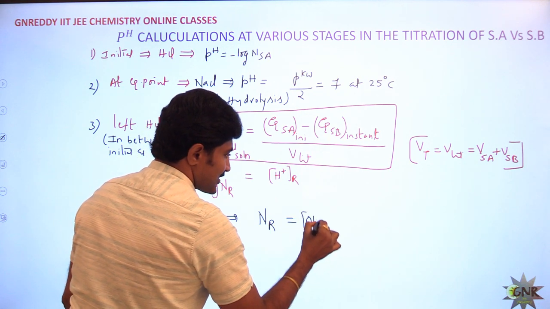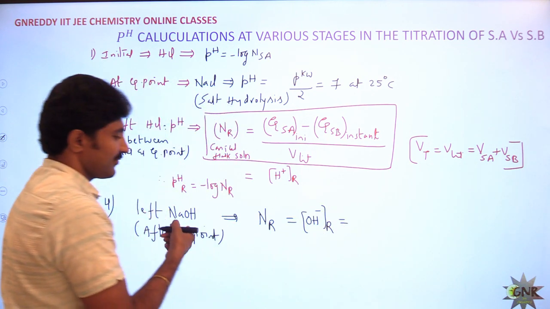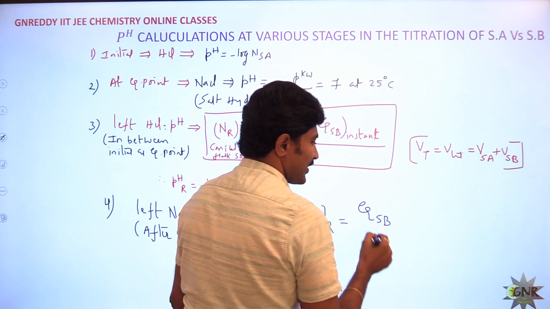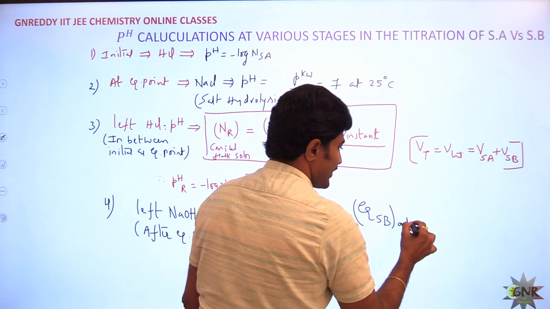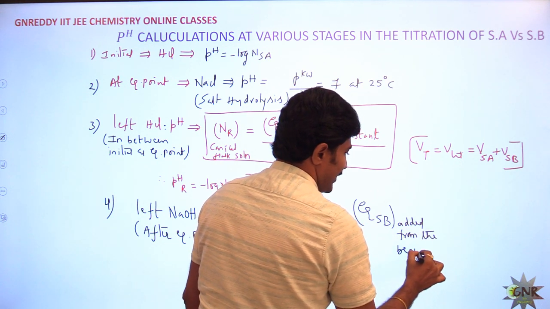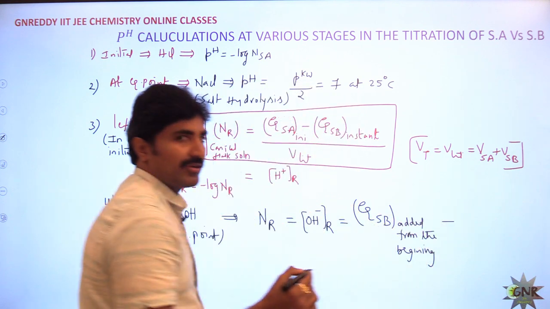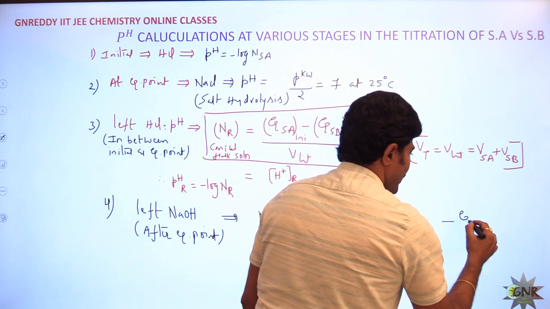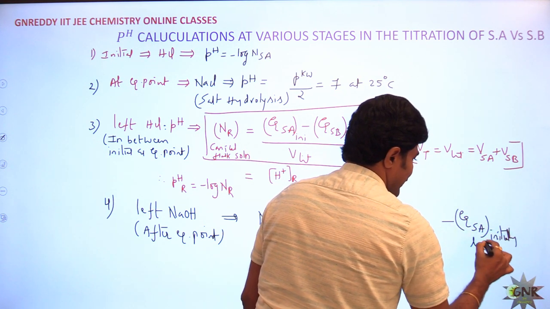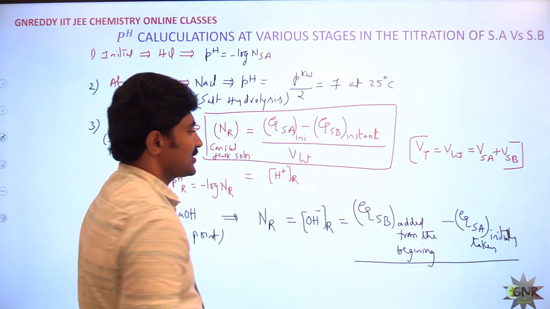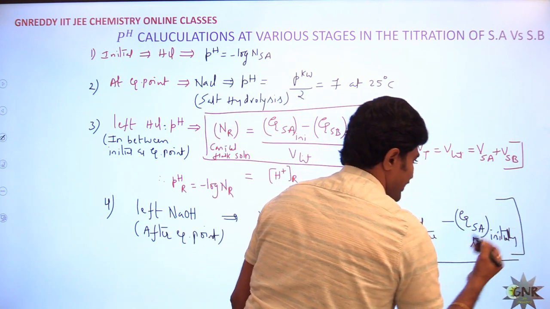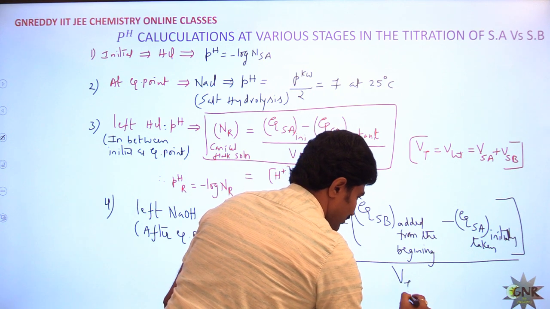This resultant normality represents OH minus resultant, because the nature of the solution is basic. So you calculate the equivalents of strong base added from the beginning, and from that, how many equivalents of strong acid were consumed, whatever the equivalents of strong acid initially taken, that will be consumed. And you know normality is equivalents by volume in liters. So this difference, the equivalents of NaOH left, divided by V total.